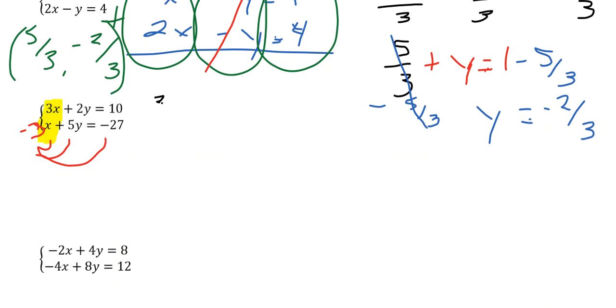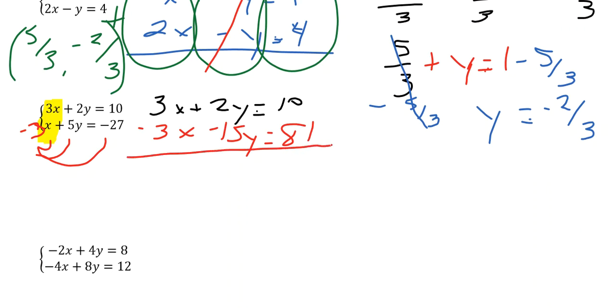So I'm just going to rewrite the top one, 3x plus 2y equals 10. The bottom one I'm going to multiply by -3, so I get -3x. -3 times 5 is minus 15y. Equals -3 times -27, which is 81.